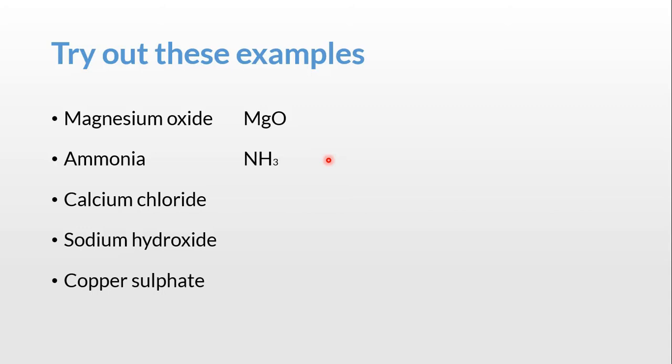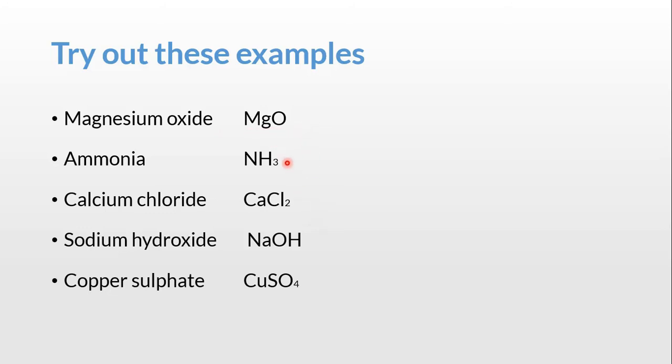Ammonia, NH3, calcium chloride, CaCl2, sodium hydroxide, NaOH, copper sulfate, CuSO4. Yes, so MgO, NH3, CaCl2, and NaOH. Yeah, so these are the chemical formulas for the compounds we are seeing there. For MgO, also you can use the valencies for naming or for writing the formulas for these compounds.